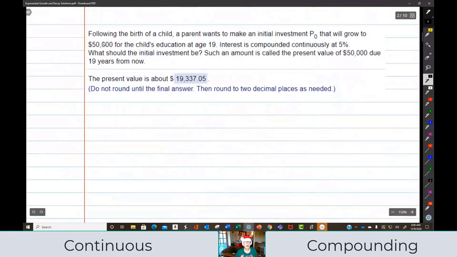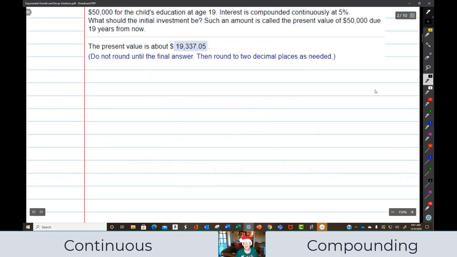Now we're going to see another use of the continuous compounding formula. Following the birth of a child, a parent wants an initial investment, P naught, that's the way you say P sub-zero, that will grow to $50,000 for the child's education at age 19. Interest is compounded continuously at 5%. What should the initial investment be? Such an amount is called the present value of $50,000 due 19 years from now.